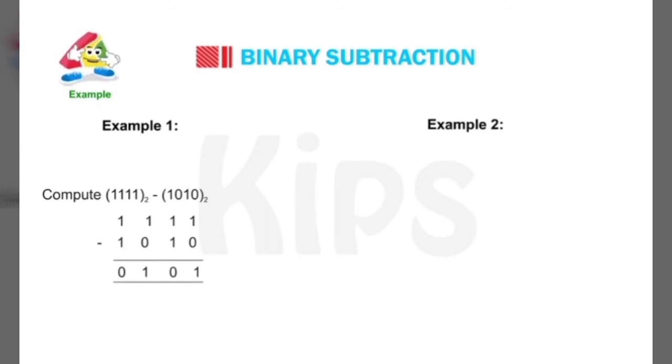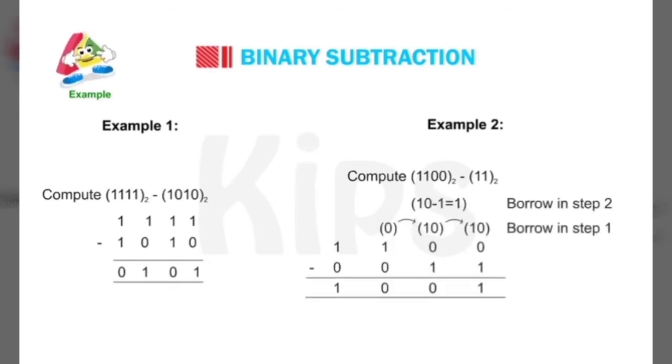And the second example is 1100 minus 11. For this, borrow will be given to the right hand side. So 10 minus 1, 1. Borrow given, then it will become 1. 1 minus 1, 0. 0 minus 0, 0. And 1 minus 0 is 1.